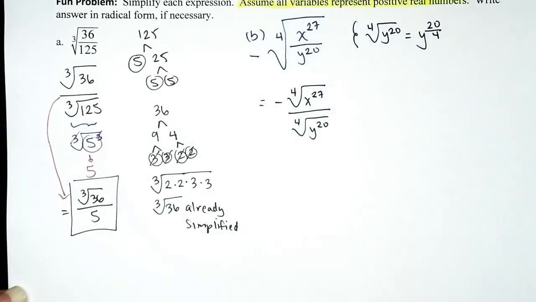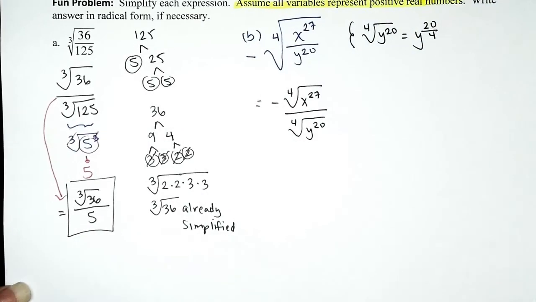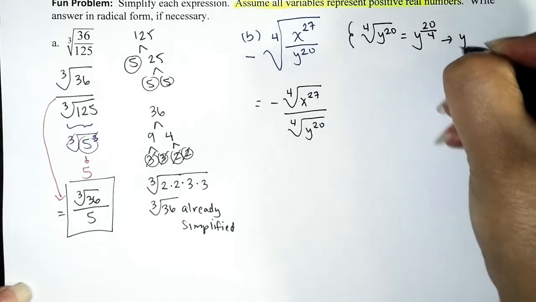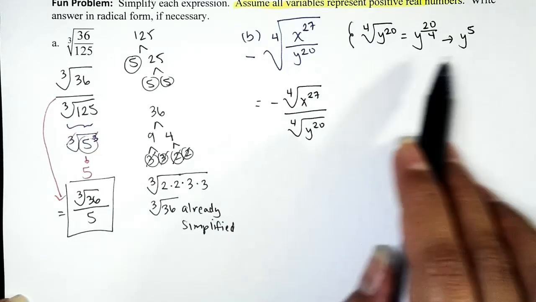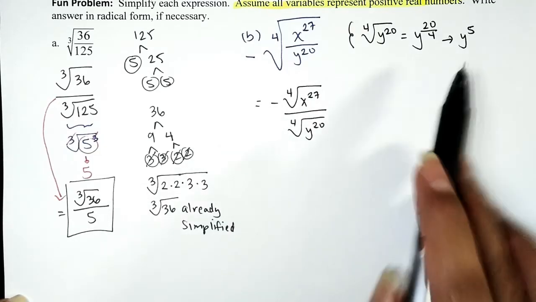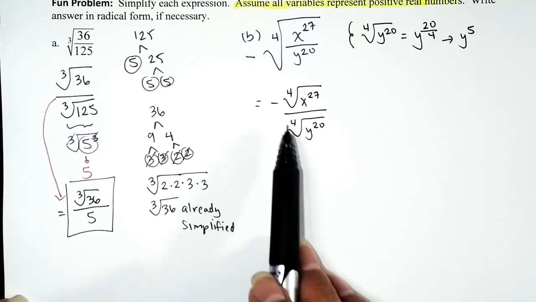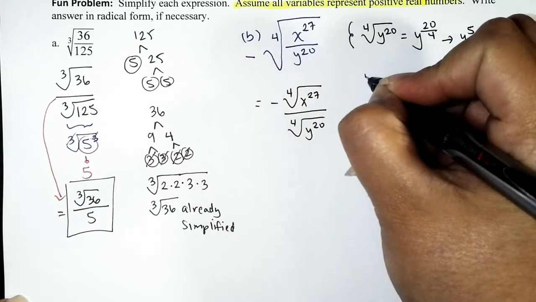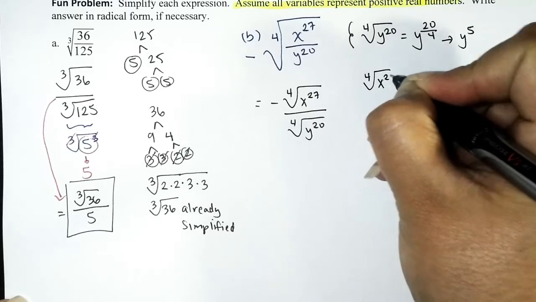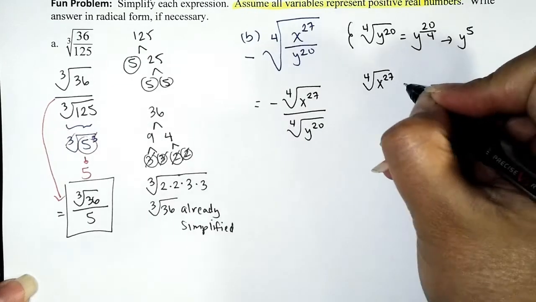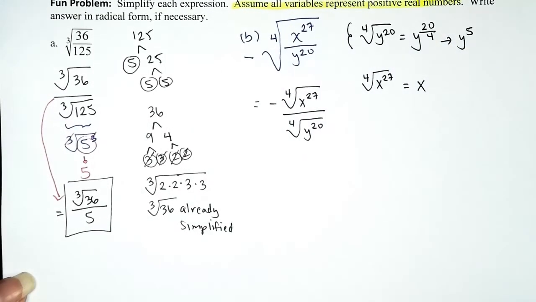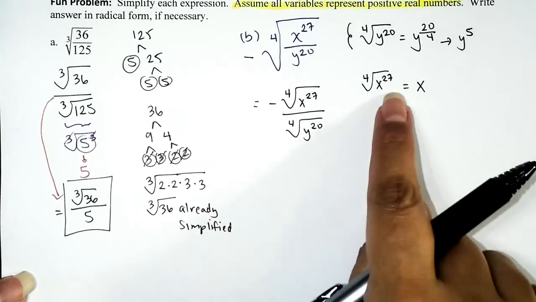We take our time. The quotient of 20 and 4 will give us 5, and we have no remainders. So the moral of the story is that the 4th root of y to the 20th simplifies to y to the 5th. While we're at it, let's go ahead and simplify the numerator: 4th root of x to the 27th. Let's put this in exponential form. We keep the base and write the exponent as a fraction, which will be 27 over 4.